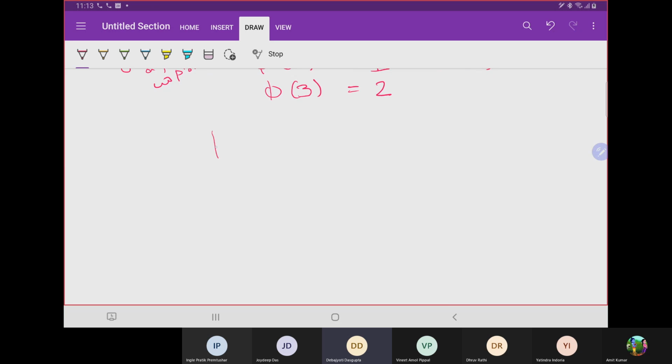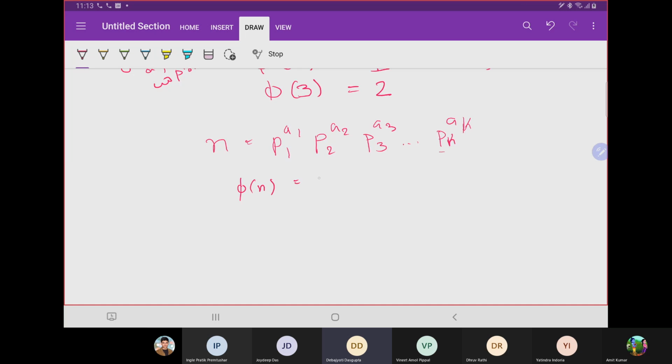So Euler had given the formula. If you have a number, say a number n, we can write it as p1 power e1, p2 power e2, p3 power e3, and so on up to pk power ek. So let me make it k. So p1, p2, p3 are distinct prime numbers, right? These are distinct prime numbers. So what will be phi of n in that case?